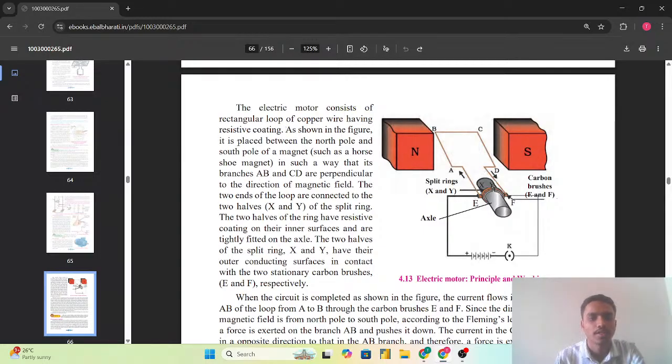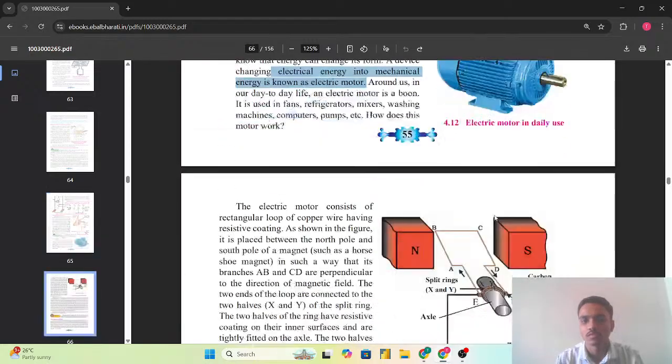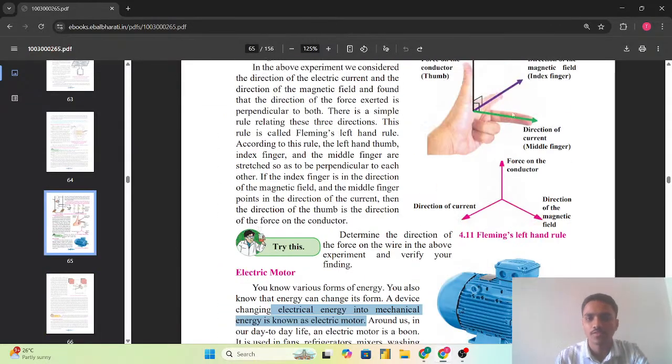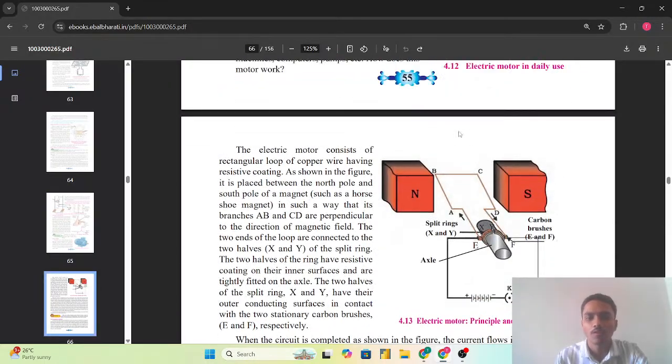As shown in the figure, it is placed between the north pole and the south pole of the magnet, such as a horseshoe magnet, in such a way that its branches AB and CD are perpendicular to the direction of the magnetic field. So basically, what we are seeing here is the application of Fleming's left hand rule, which is used in the working of an electric motor.